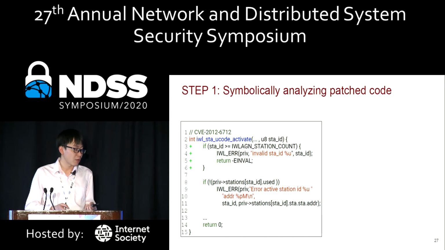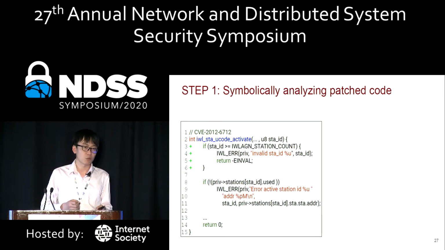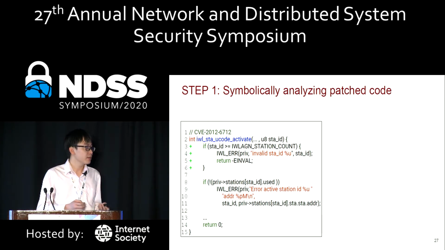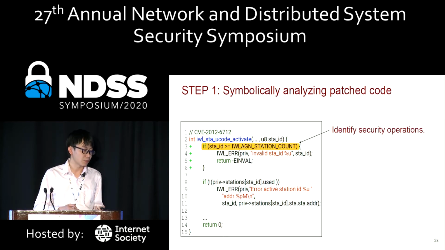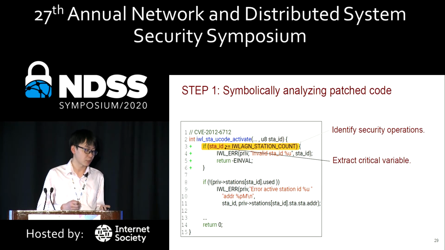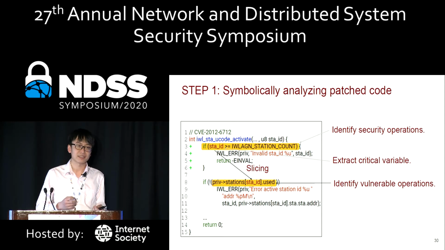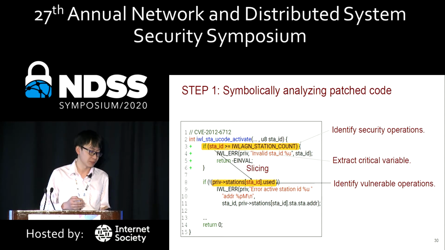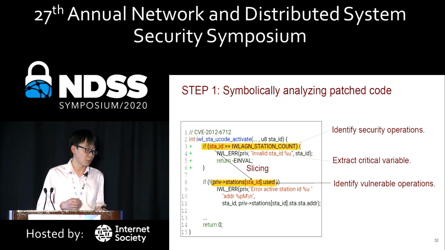And here, I want to use a concrete example to show the workflow of our system. Here is an out-of-bound access vulnerability in the Linux kernel. Our program will first analyze the patched version of the code. It will first identify the security operation. Here is a boundary check against the STID, which is a critical variable, and we extract STID here, and it is used in a buffer operation. So we will set the buffer operation as the vulnerable operation.